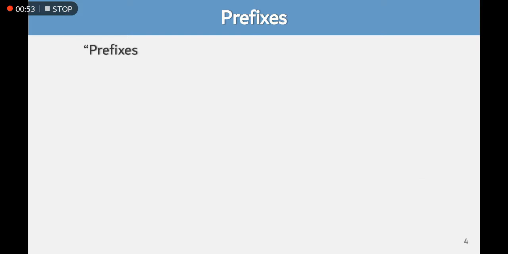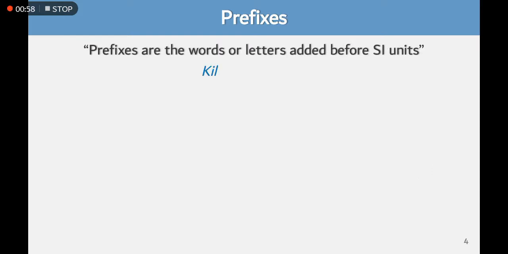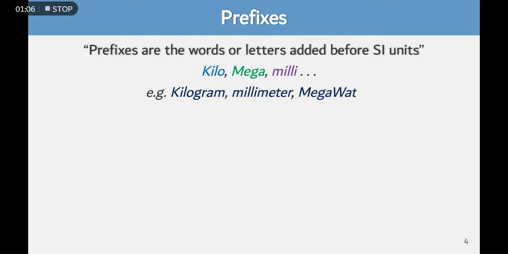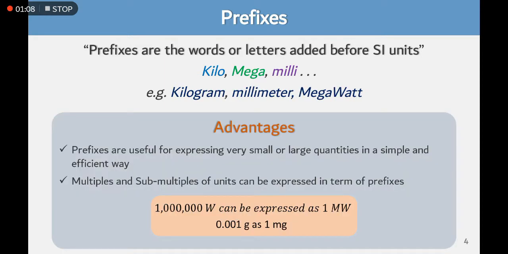Let's move towards the definition of prefixes. Prefixes are the words or letters added before SI units, such as kilo, mega, and milli. When these letters are added before SI units, they form kilogram, millimeter, and megawatt. Now the question is why we are using prefixes and what the advantages of prefixes are. Prefixes are useful for expressing very small or large quantities in a simple and efficient way. Multiples and submultiples of units can be expressed in terms of prefixes.